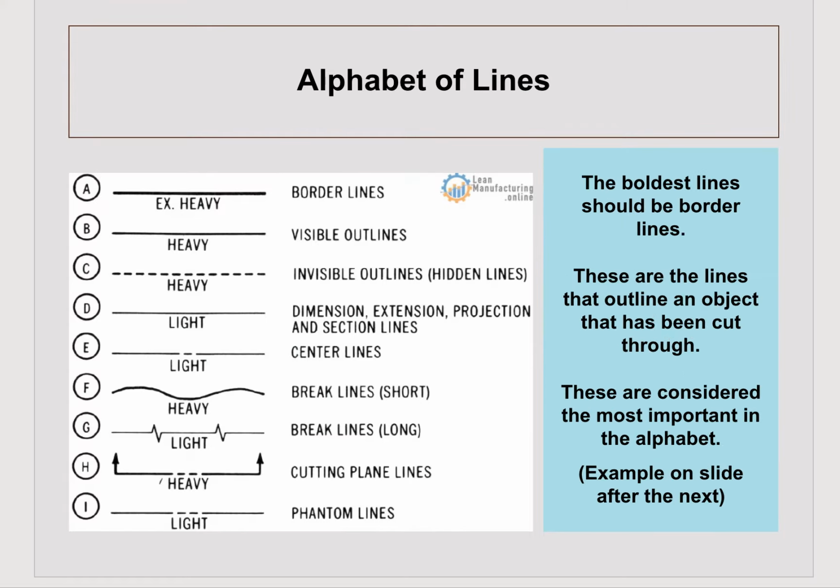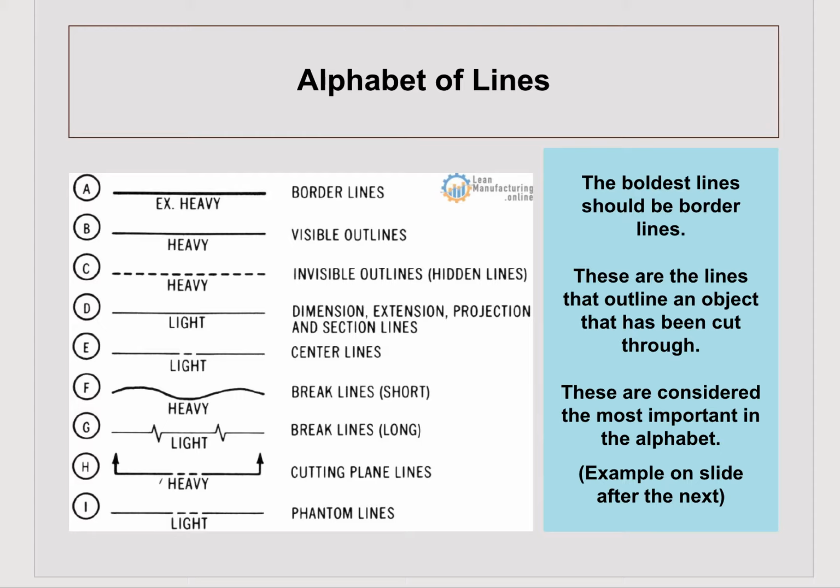And I don't know that I put an example in here. I don't think I did. The boldest lines should be border lines. They're the lines that outline an object that has been cut through. And in our case, we're cutting through the house, taking off the top and looking down on the floor plans. Therefore, our lines for our walls have been cut through. They should be the darkest lines on our page. And it's because they're considered the most important in the alphabet of lines. And this is an example of what is considered important. So border lines are the darkest.